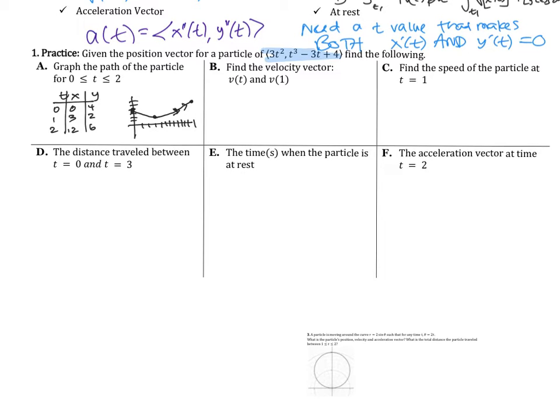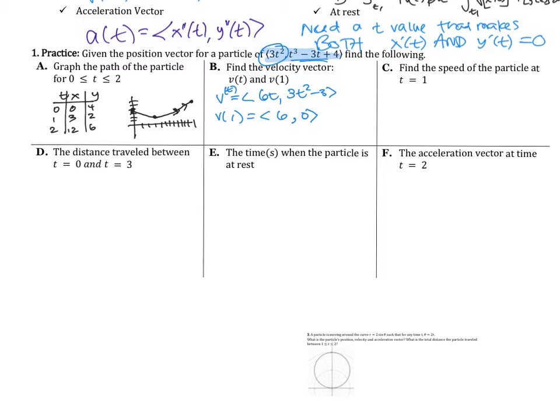All right, let's go ahead on part B and find the velocity vector. So we're going to take the derivative of the position vector. That's going to give me 6t. And the derivative here is going to give me 3t squared minus 3. And then the velocity vector, so I guess this is v of t. V of 1 would just be 6 times 1. And 3t squared minus 3 when t is equal to 1 is going to be 0.